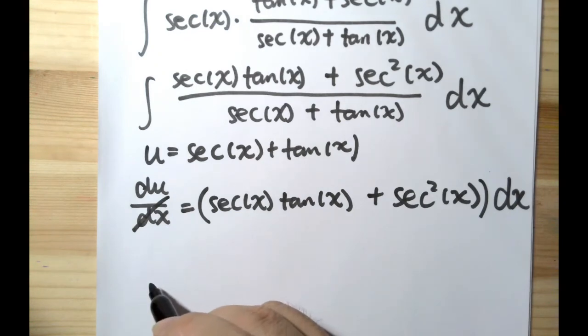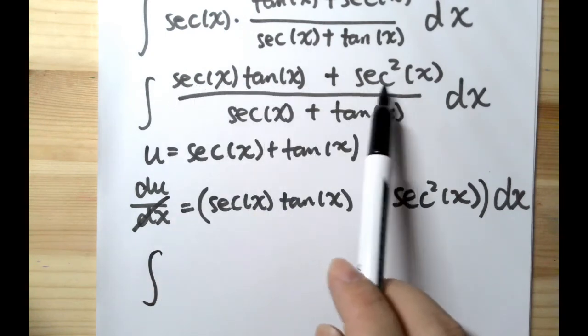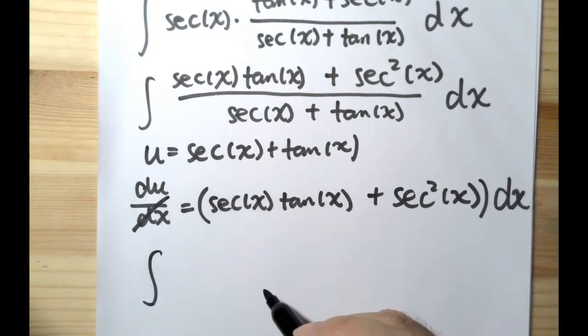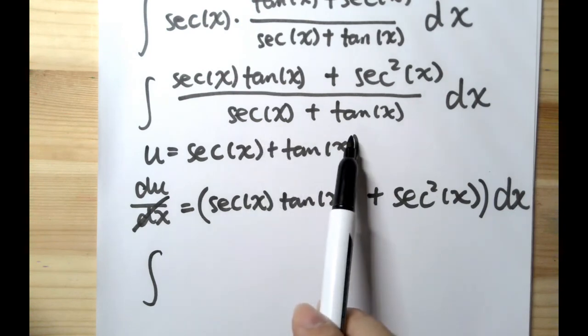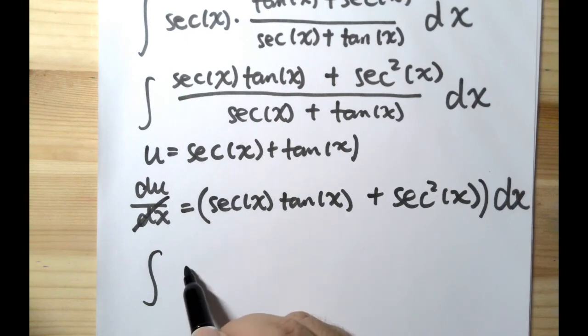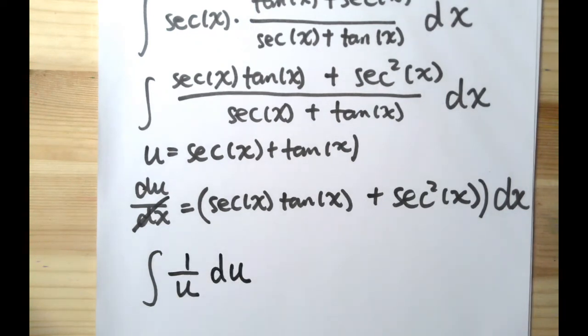So let's do that. First of all, do you see that this (secant x tan x plus secant squared x) dx is exactly du here? And also this secant x plus tan x is u here. So after you make the substitution, eventually you're going to have 1 over u du.